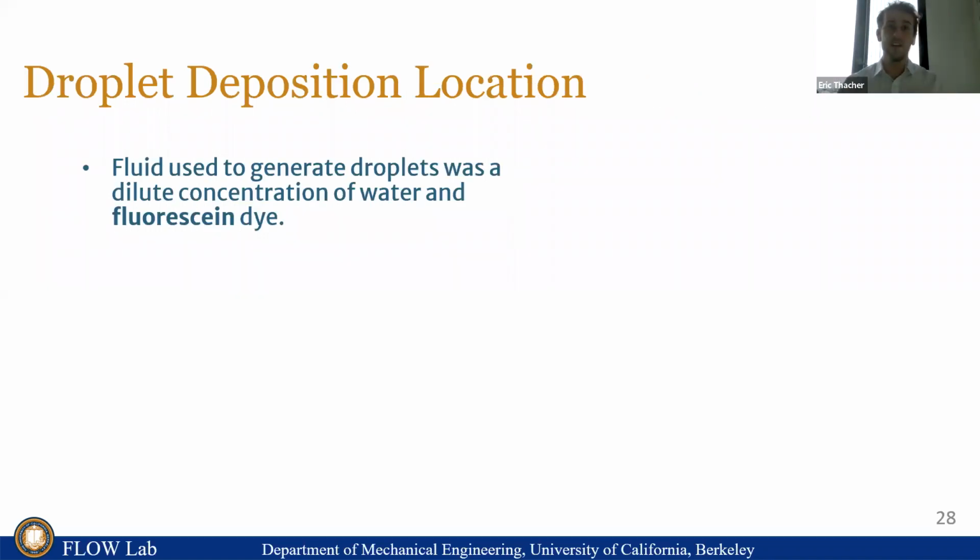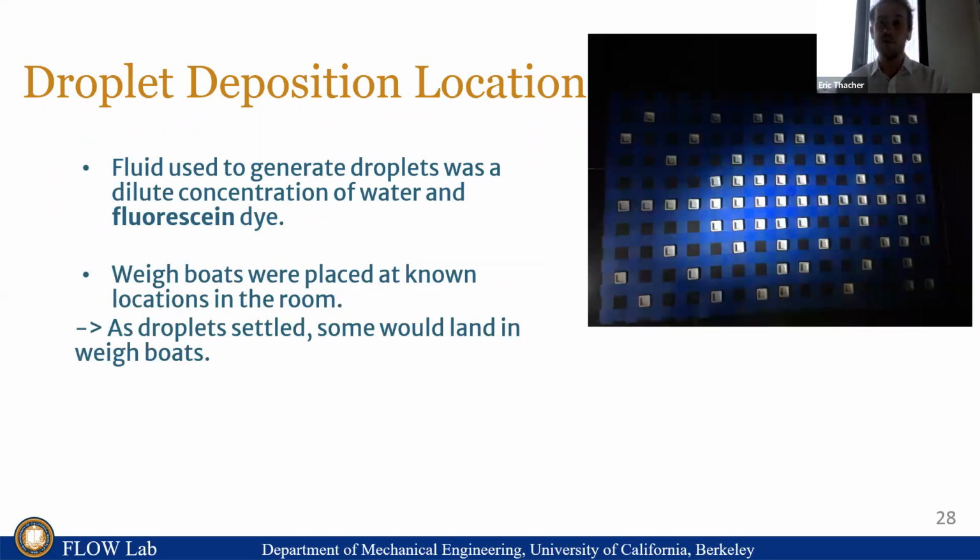So now that we have a way of sizing the droplets and generating the droplets, let's determine where they deposit. How we chose to do that was that we generate droplets with a dilute concentration of water and fluorescein dye. And then we place little weigh boats, basically little squares, around the room. As droplets were expelled into the room, they would settle out at different locations, and some of them would land in these weigh boats. As they dry, they deposit the fluorescent salt inside the weigh boat.